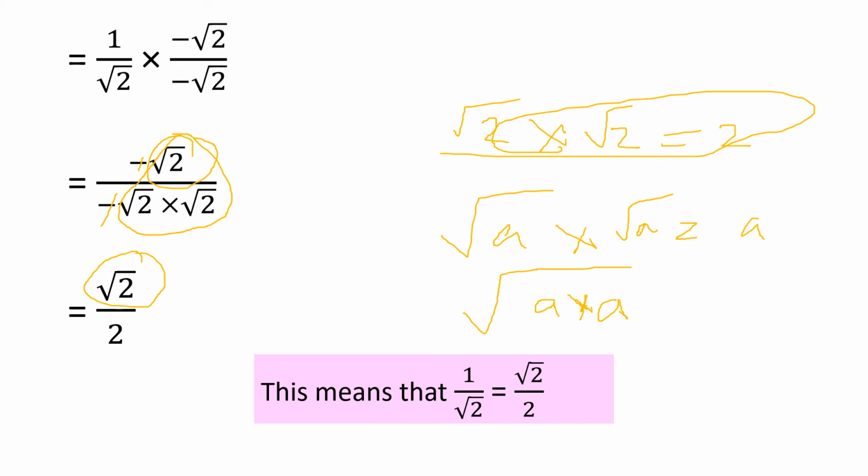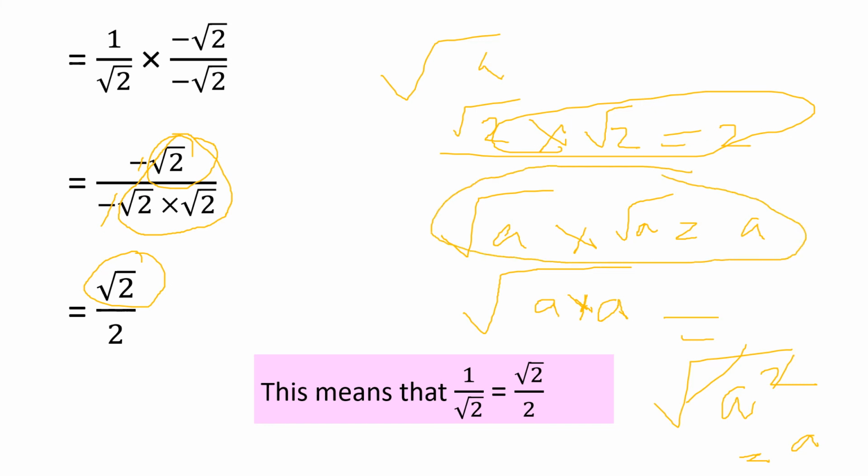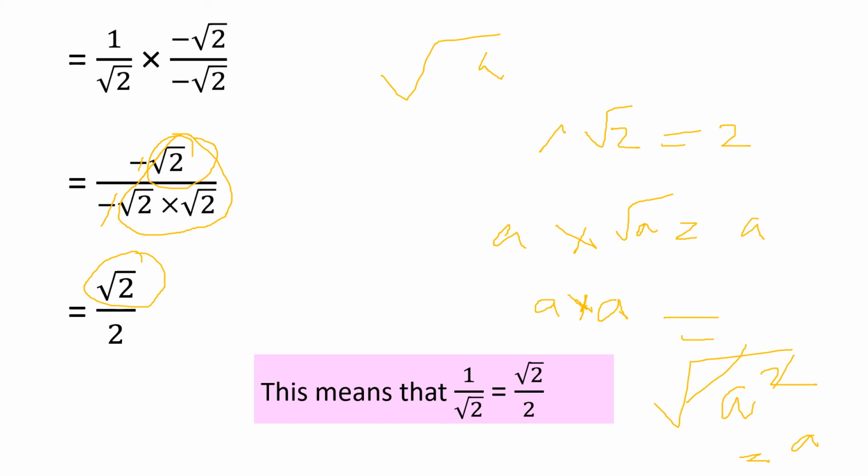So root a into root a is root of a into a. So a into a is what? A squared. So I can write this as root a squared. Now when I write root a squared, square and square root will cancel. What will I get at last? I'll get a. So basically root a into root a is a itself, right? So that is the reason why here root 2 into root 2 became 2, okay? So do not get confused.